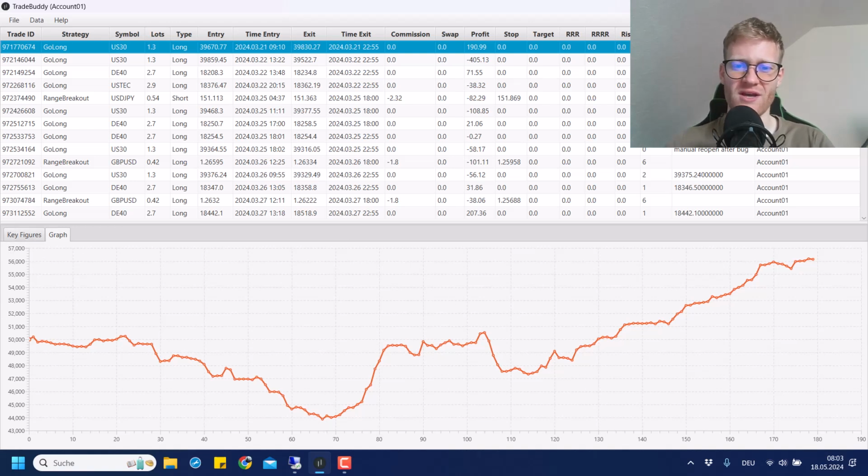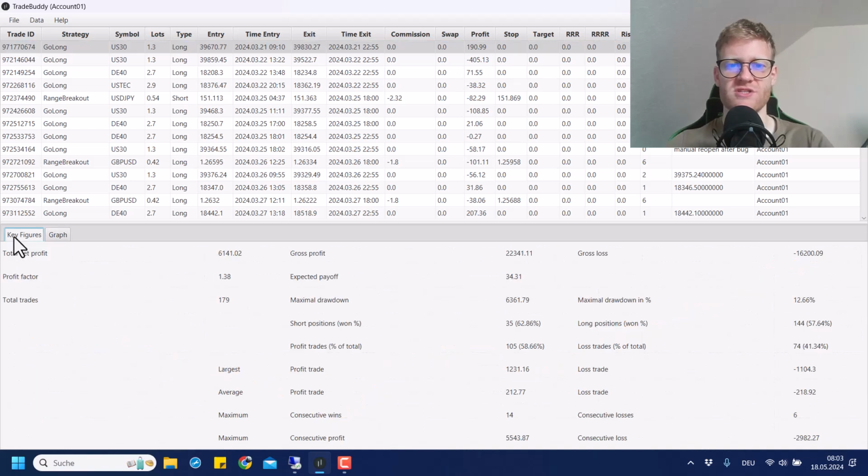But first, let's have a look at the overall portfolio. So this is the performance of the overall portfolio. I said the starting point was not perfect. It started with a 6k drawdown, and this is why we can also see the biggest drawdown in the account was 6.3k here, which is like 12% something.